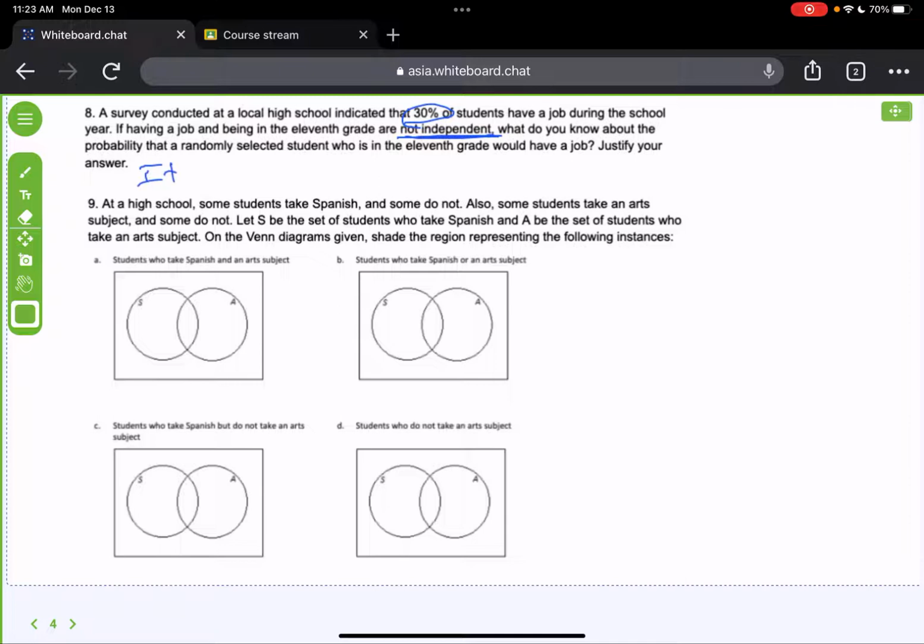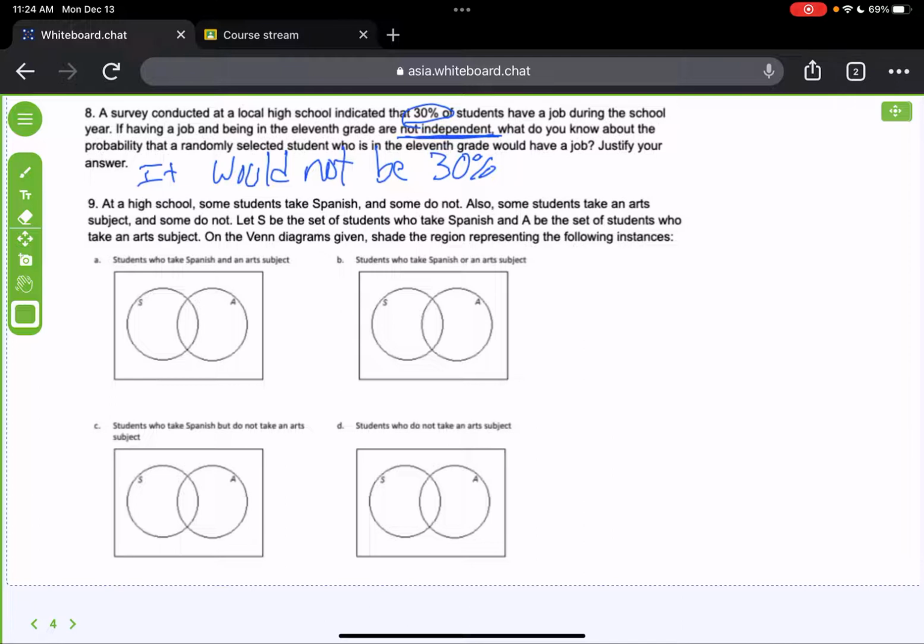We would say it would... oh, I cannot spell. I try to spell them the same way. It would not be 30%. It can't be, because it was 30% of the students having a job. So if it was independent, then it would have the same probability, but here it doesn't.